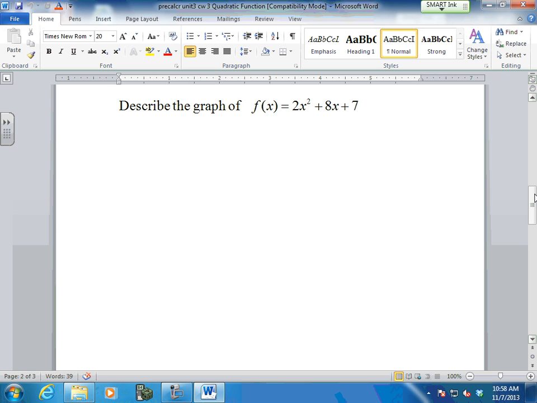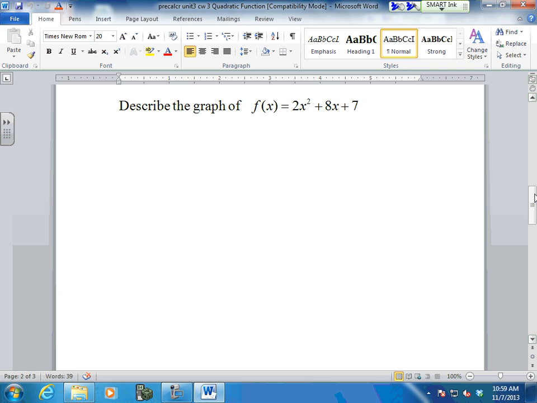Well, let's try. 8 times c. What's 2 times 7? 14. Are there factors of 14 that add up to 8? No. So what kind of roots does this have? Irrational. Now normally you would put your quadratic here.